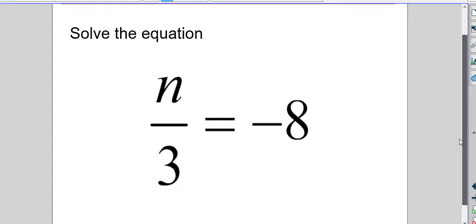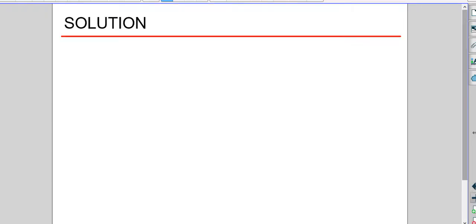So, in order to get rid of this fraction here, we need to use opposite operations. Whenever we have fractions, this fraction line here signifies division. Okay, so it's n divided by 3 equals -8. Because we're dividing, the opposite of dividing is multiplying. So n divided by 3 equals, did it say -8 on the last page? -8, okay? So what we must do now is multiply everything by 3.